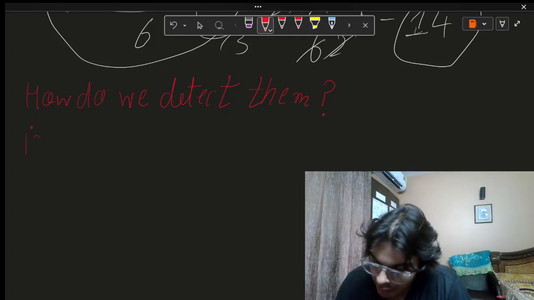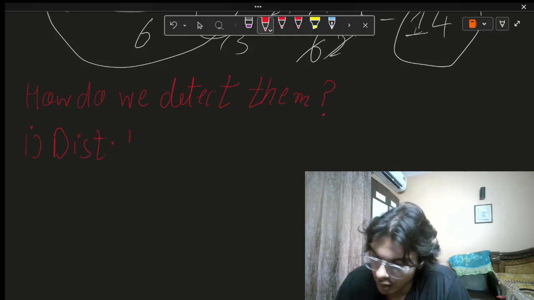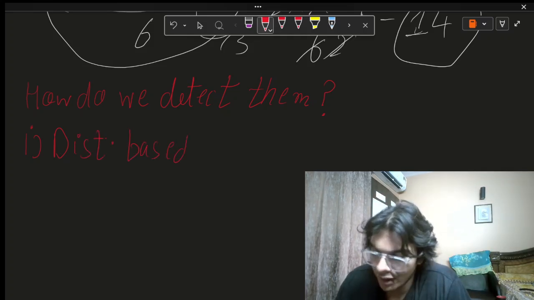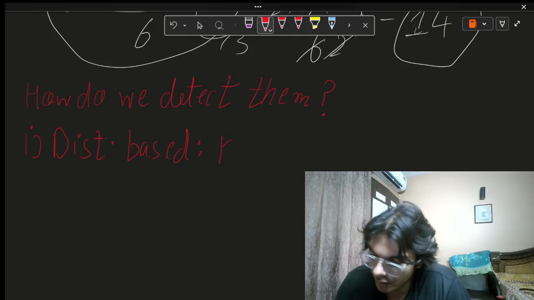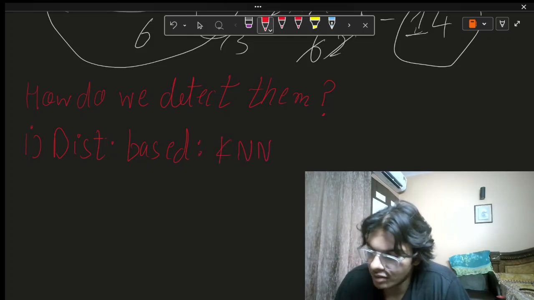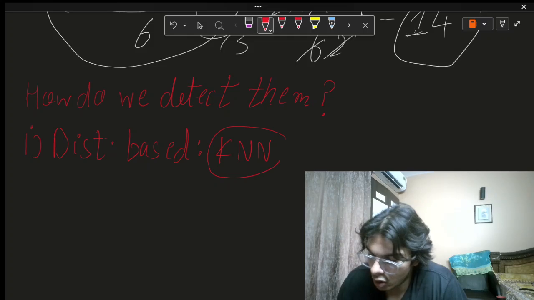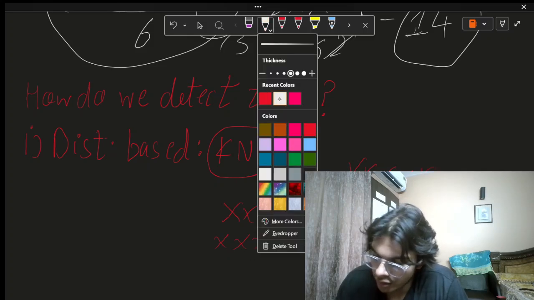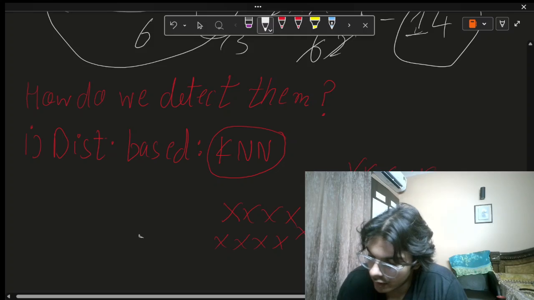So how to detect them? Maybe the first can be distance based models. For example, KNN. There are other ones as well, but KNN is very popular, one of the simplest ones in machine learning. So let's talk about it first. Let's say I have these points, all clustered together. Maybe there is another cluster here, some other pattern. And then I have some anomalous points with a different color, maybe here, here.